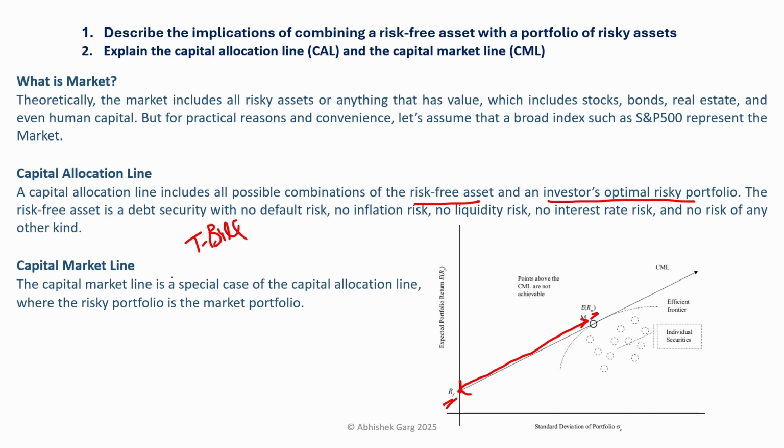Now, what is a capital market line? The capital market line is a special case of the capital allocation line where the risky portfolio is the market portfolio. So this portfolio here, in the case of the capital allocation line, is the investor's optimal risky portfolio, and in the case of the capital market line, it is the market portfolio.